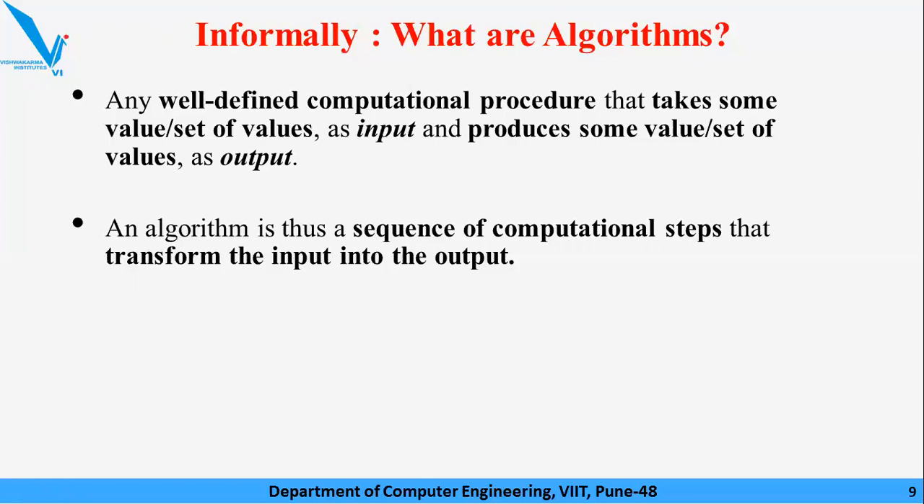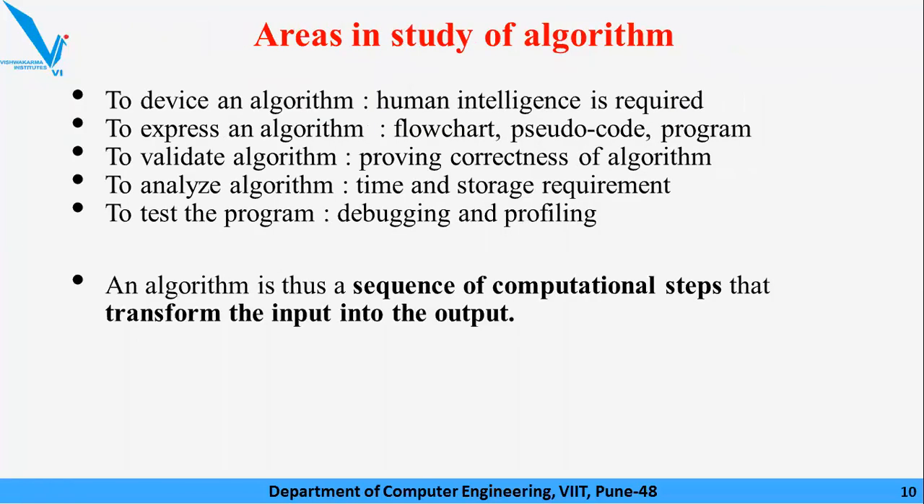The output may be anything. Again, if we take the example of preparation of tea, the tea may be good in taste or bad in taste, but we have got an output, a cup of tea. So anything can be the output of an algorithm, but it must be there as an output. An algorithm is thus a sequence of computational steps that transform the input into the output, and this is the main function of an algorithm.